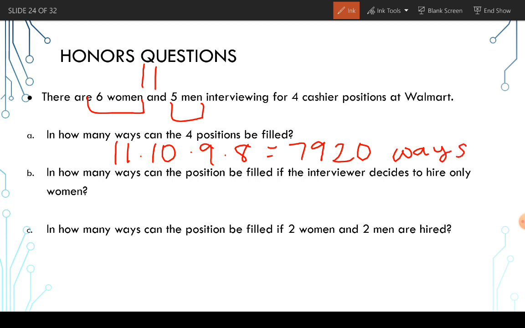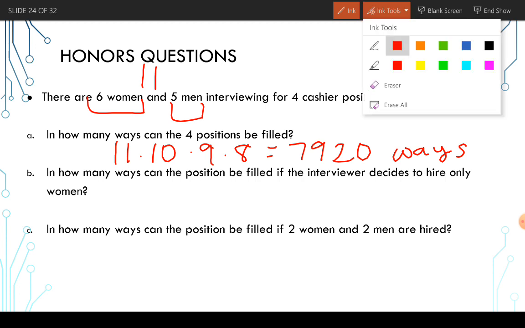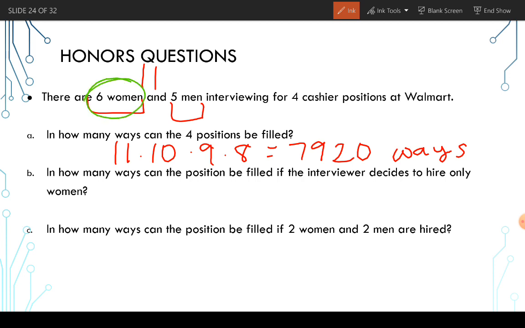And how many ways can the position be filled if the interviewer decides to hire only women? Well, in this case, we're only looking at our value for women, which is 6. So we're going to start at 6 times 5. Remember, they don't repeat. Times 4 times 3. So we have 360 ways to choose from the women.